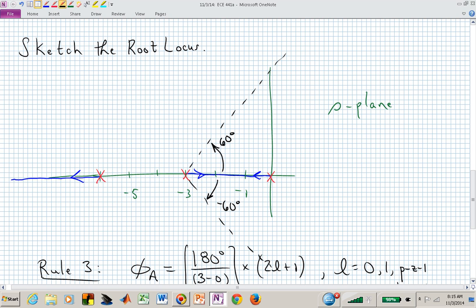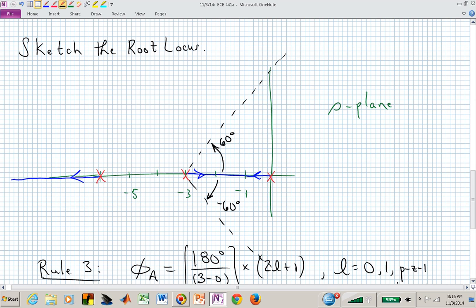So you found the asymptotes, you found where it was centered, and now you need to determine where these two branches, one coming from the origin, the other one coming from -3, are going to meet somewhere between those two endpoints and break off and approach those asymptotes as you adjust the gain K.